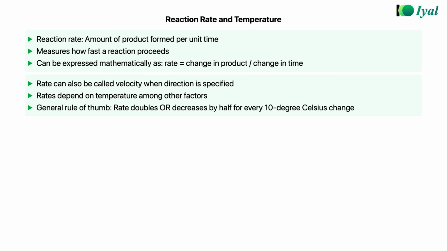Now, what affects rate? Temperature is huge. There's a general rule of thumb: for every 10-degree change in temperature, the reaction rate approximately doubles or halves. Increase temperature by 10 degrees, rate roughly doubles. Decrease by 10 degrees, rate drops by about half.